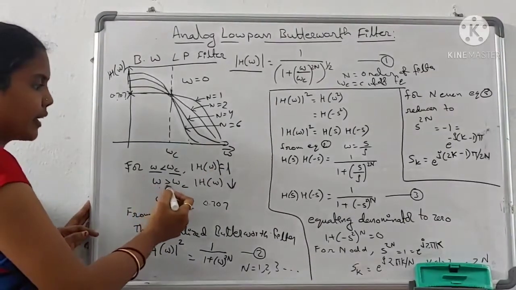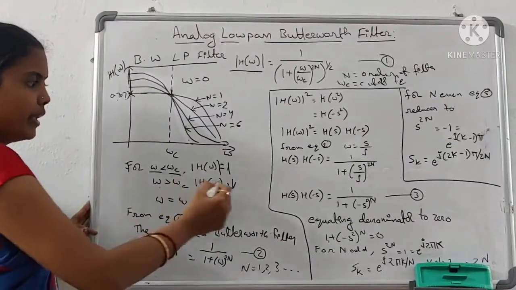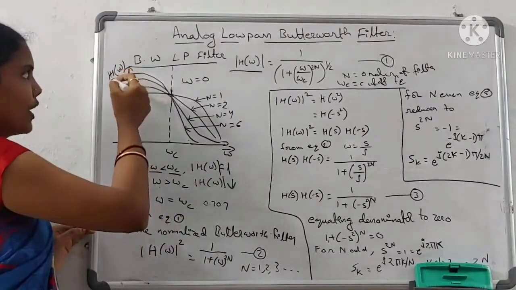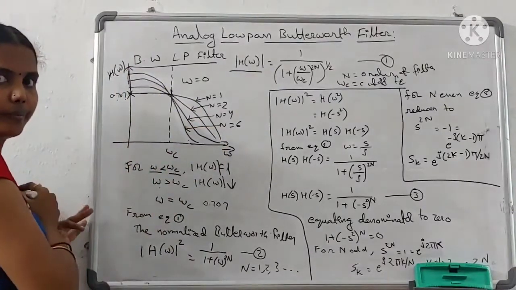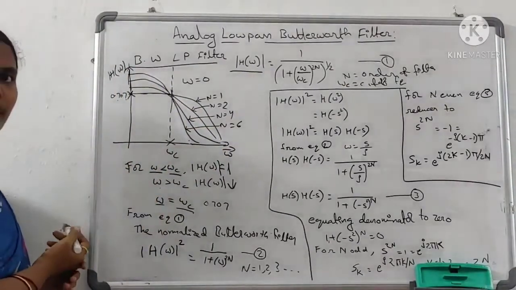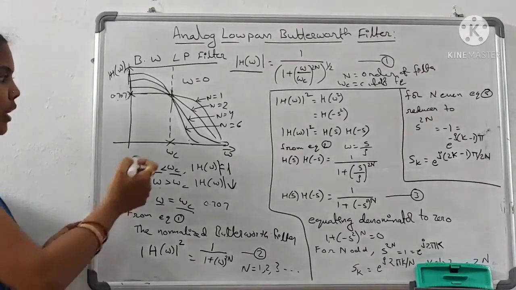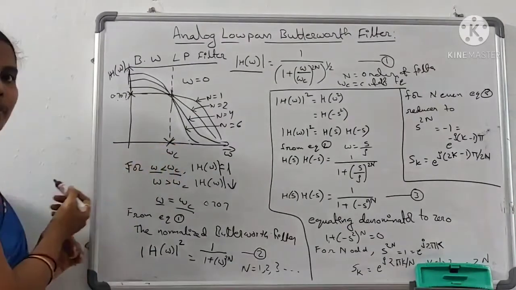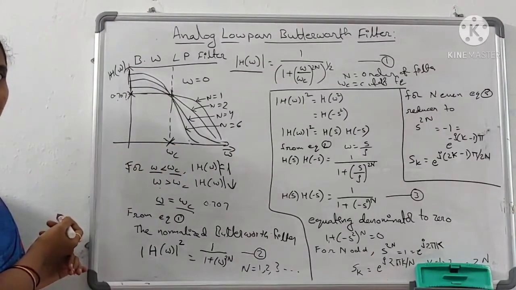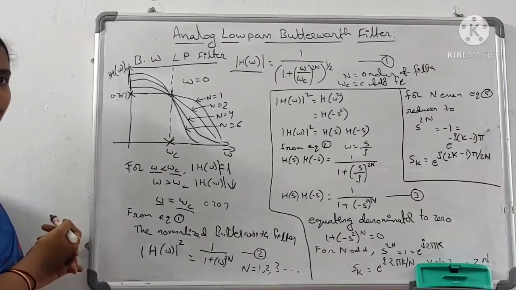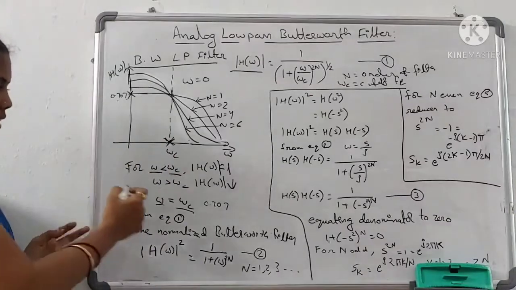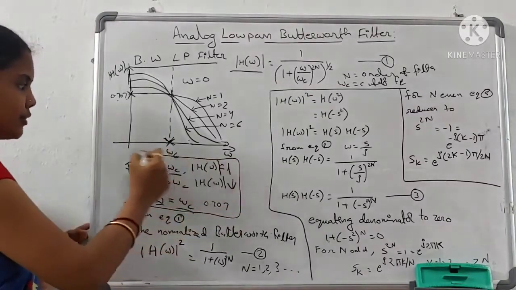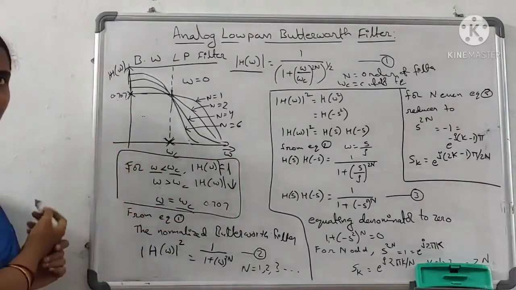For omega greater than omega c, |H(omega)| decreases monotonically. At omega equal to omega c, the curve passes through the cutoff frequency at 0.707. So this is the cutoff frequency omega c. These are the three different conditions for the frequency response of this figure.